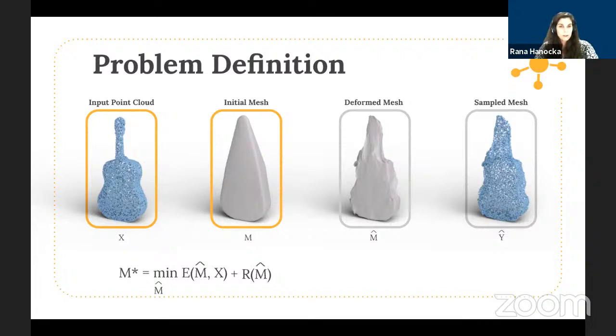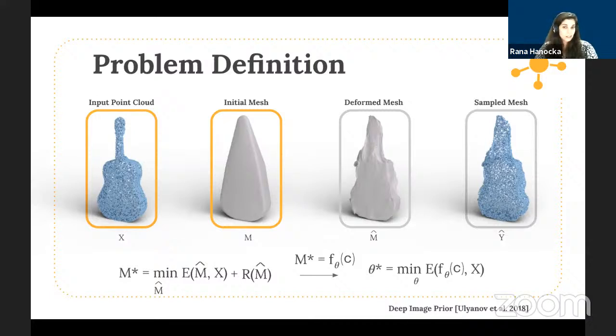In this work, we want the network to automatically define the prior for us, and this idea was first presented for images in deep image prior. Here, we say that the optimal reconstructed mesh, M star, is some parameterization of a neural network F with weights theta, using a fixed random tensor C as input. So instead of optimizing for the best reconstructed mesh, we optimize for the best network weights, theta star, such that our energy term is minimized.